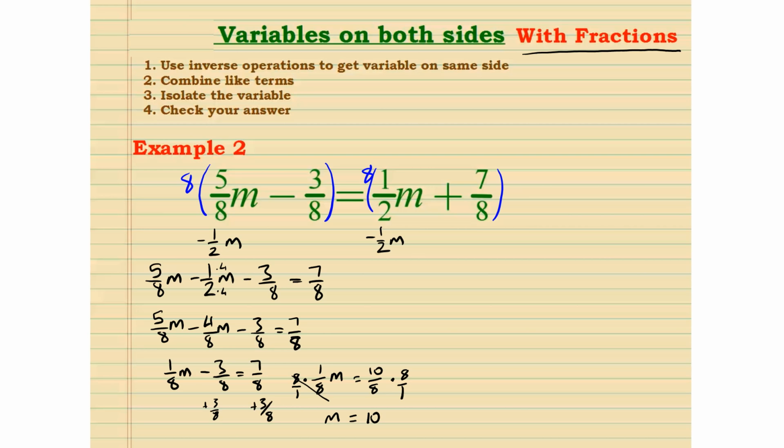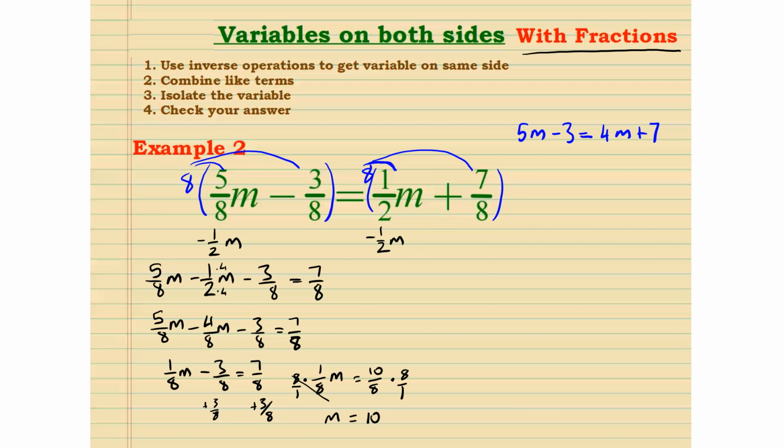After we do the distributive property, it's going to cancel the denominators. So our equation would turn into 5m minus 3 is equal to 4m plus 7. Now, please be careful with the distribution in here. When we distribute 8 to 1/2 m, we multiply 8 times 1 and divide by 2. That's how I got 4m.